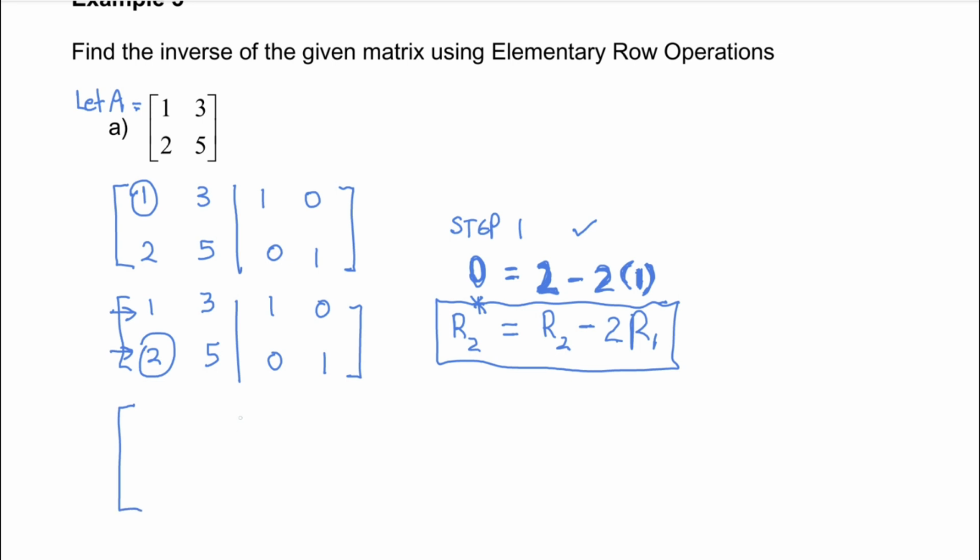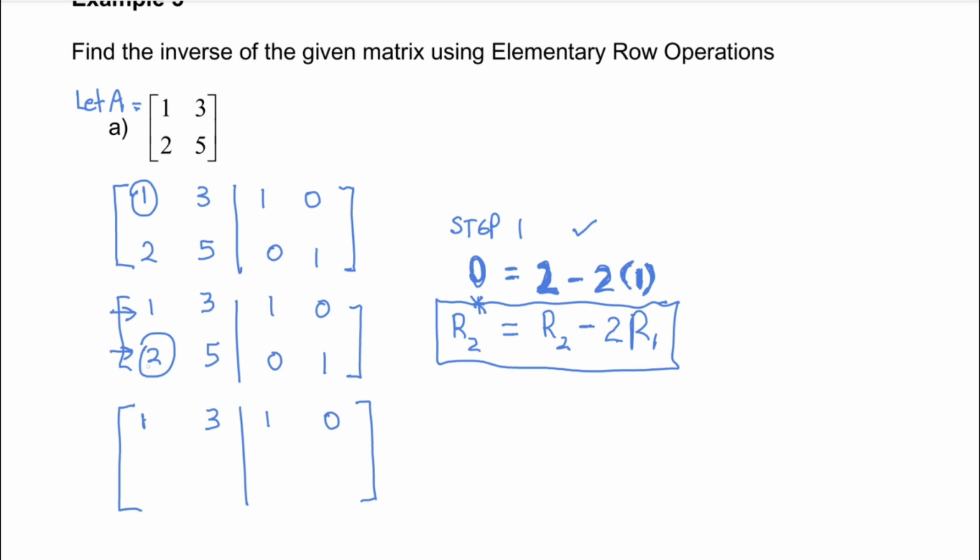Okay, we go to the next step. You didn't change anything in row 1, so you just copy back. Okay. Now we go to row 2, column by column.